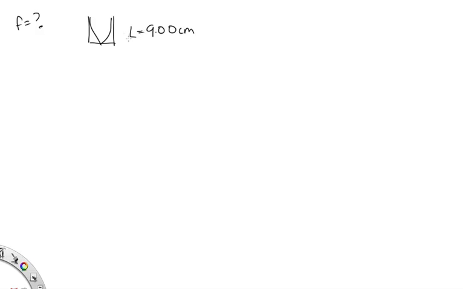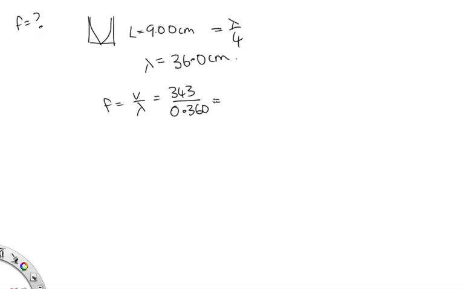Okay, so L in this case is equal to lambda over 4. This is a quarter of a wavelength, so our wavelength is equal to 4 times 9, which is 36.0 centimeters. And so our frequency is equal to V over lambda, which is 343 over 0.360. Solving that on the calculator, you end up with 953 hertz. Part B then asks at what lengths the next frequencies will be heard.